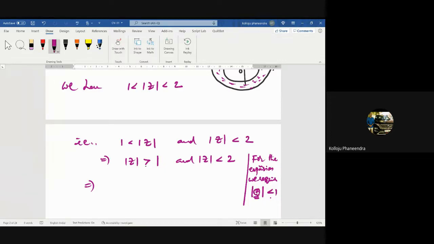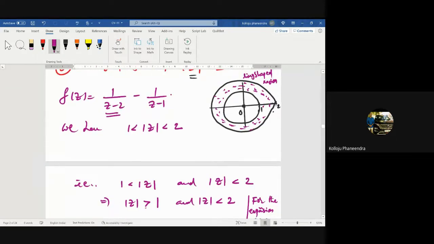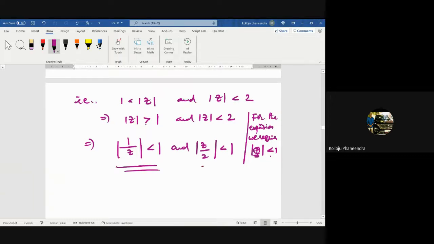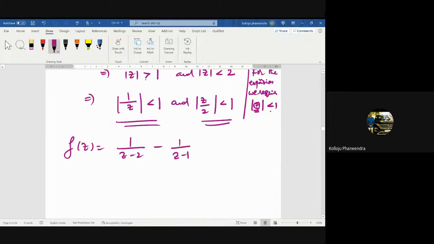So see, this is greater than 1. I will convert it to less than 1 by taking 1 by mod z. Correct? Reverse it: 1 by mod z less than 1. And here, since in the first term the terms z and 2 are there, the corresponding relation is mod z by 2 less than 1. Take 2 this side. Now, according to these inequalities, I have to change the function. In the first term, z and 2 terms are there, so I have to get the z by 2 term. So I will take minus 2 common, and I get z by 2. Clear?